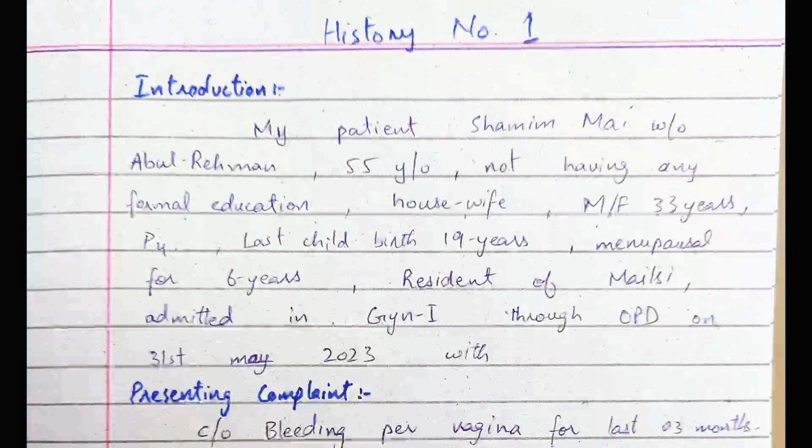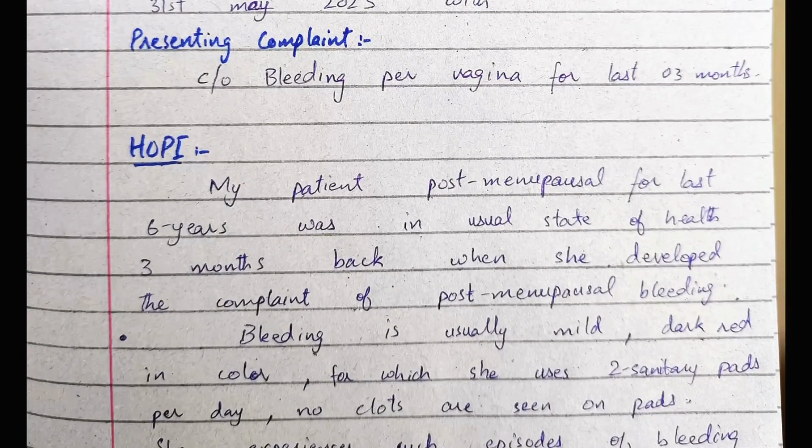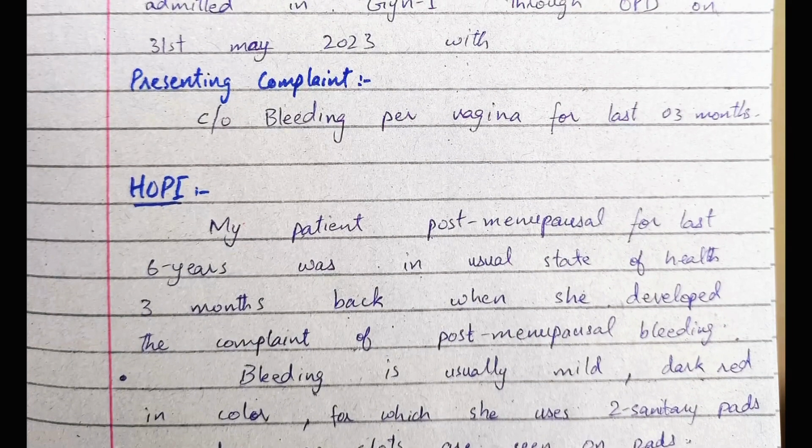First of all, introduction. My patient Shamim, wife of Abdurrahman, 55 years old, not having any formal education, housewife, married for 33 years, para 4, last childbirth 19 years ago, menopausal for 6 years, resident of Melsi, admitted in Gynae Ward 1 through outpatient department on 31st May 2023 with presenting complaint of bleeding per vagina for last 3 months.